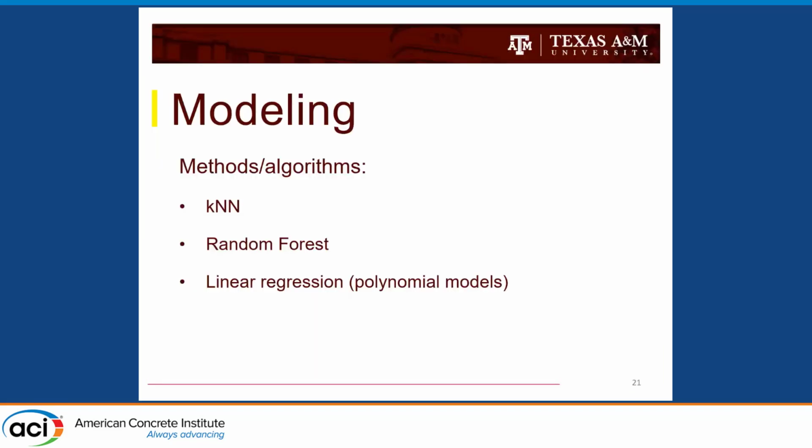So I used these two machine learning methods and algorithms, and I compared them to polynomial models to answer, because we always have this question: why AI?